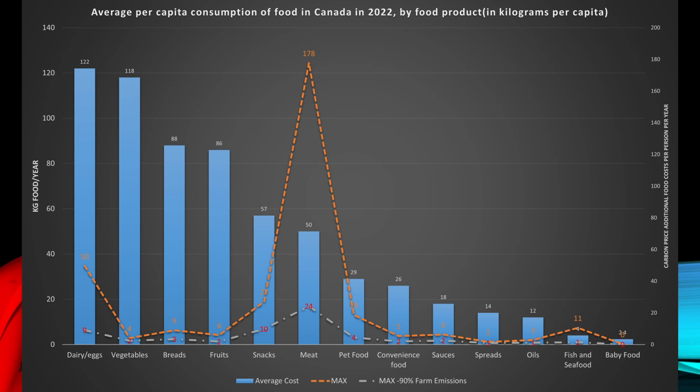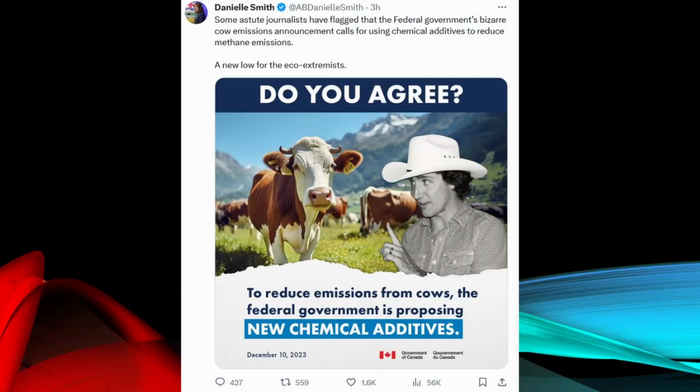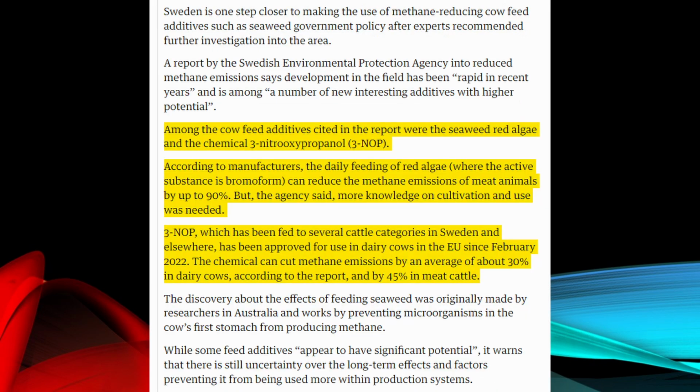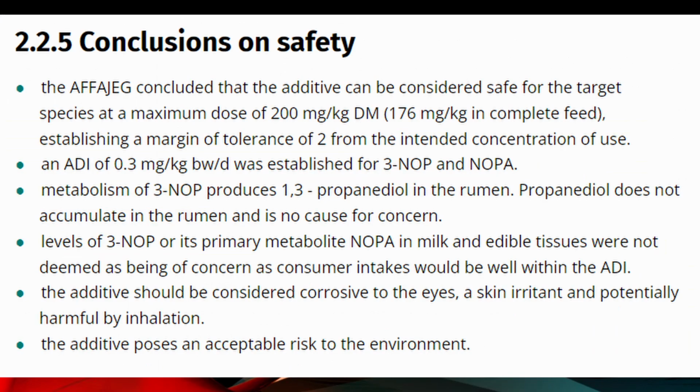Obviously, meat is the biggest contributor of CO2 emissions, largely driven by beef. Luckily, there are ways to reduce the CO2 emissions of beef substantially, but if you're Danielle Smith, you're just going to fearmonger people into thinking that all chemicals are bad.